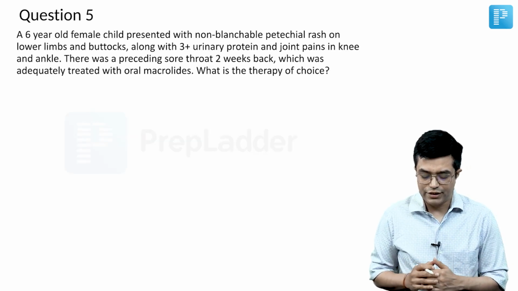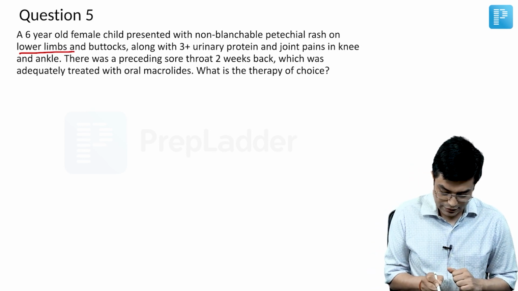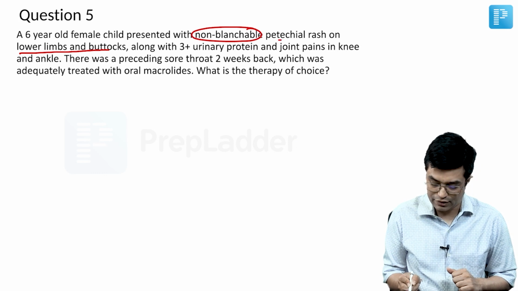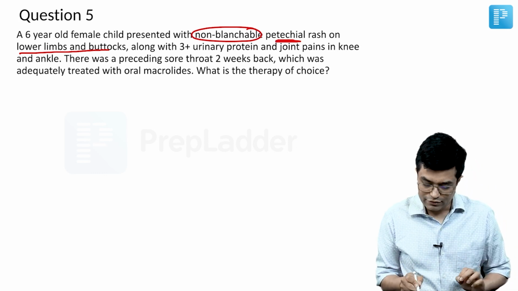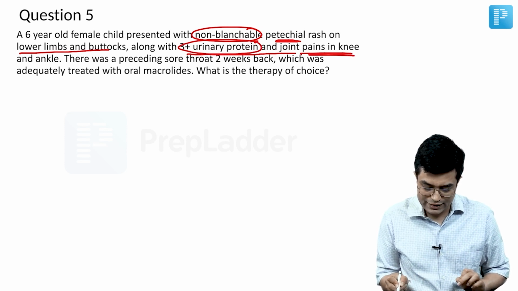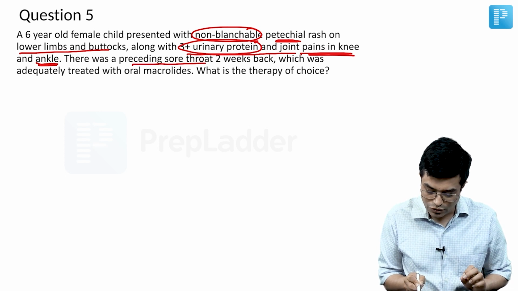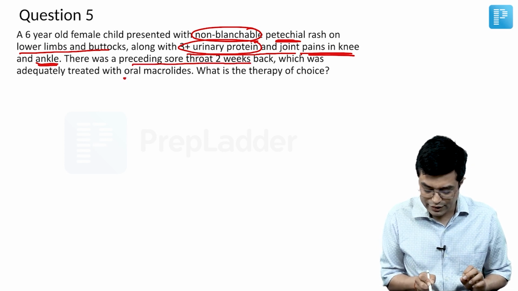A 6-year-old female child presented with a non-blankable petechial rash on the lower limbs and buttocks. So, petechiae on the buttocks. 3+ urinary proteins, so there is renal involvement. Joint pains in the knee and ankle, so large joint arthralgia is present. Preceding sore throat 2 weeks back, adequately treated with oral macrolides.